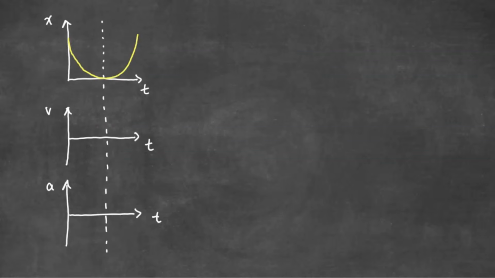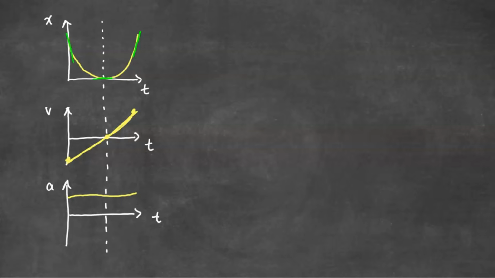Here is another motion graph, and this one looks kind of like a U. At the beginning part of this graph, you'll notice that it has a negative slope, so the velocity is going to be negative. At the midpoint of this graph, it's a flat line. The slope of the tangent is a flat line, so the velocity is 0. And then at the end of the graph, it has a positive slope, and so it has a positive velocity. So to find the acceleration, we're going to look at the velocity graph, and the velocity graph is slanted upward. It's a positive slope, so the acceleration is also going to be positive.